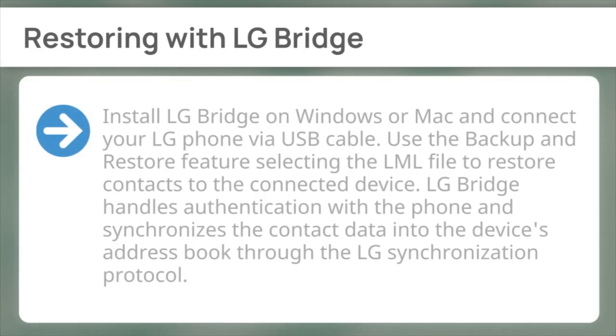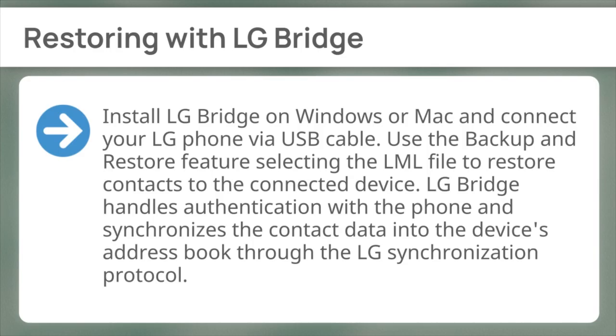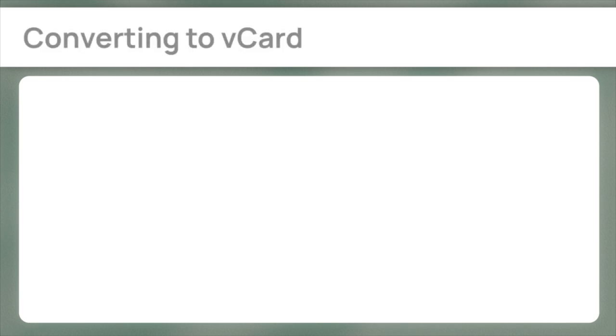First, restoring with LG Bridge. Install LG Bridge on Windows or Mac and connect your LG phone via USB cable. Use the Backup and Restore feature, selecting the LML file to restore contacts to the connected device. LG Bridge handles authentication with the phone and synchronizes the contact data into the device's address book through the LG synchronization protocol.